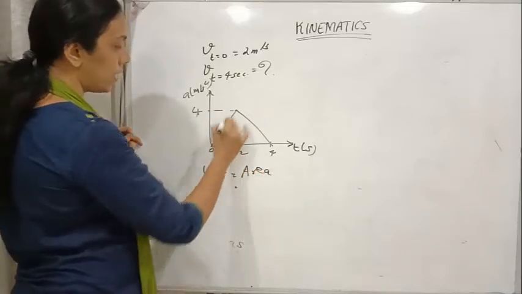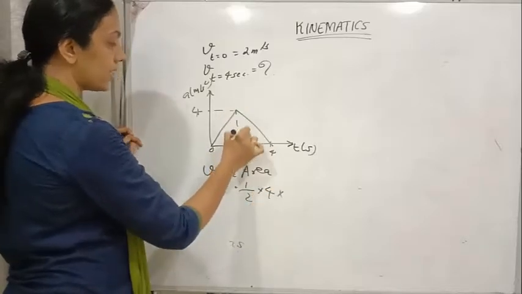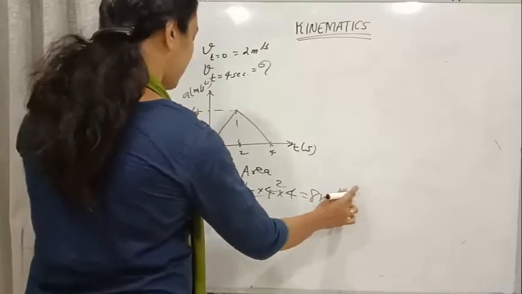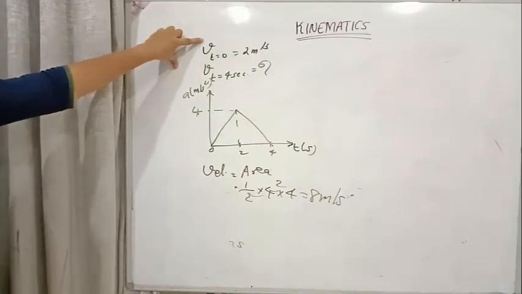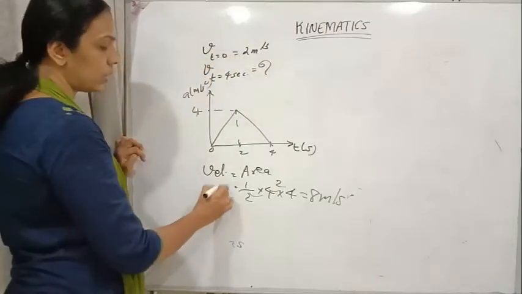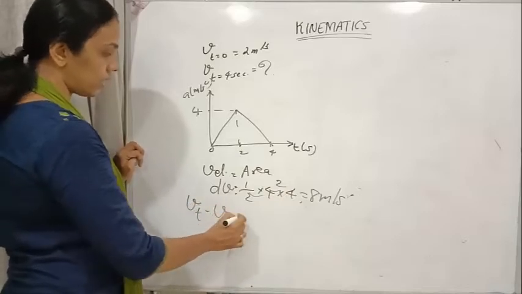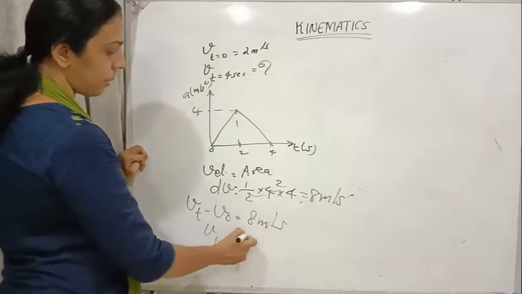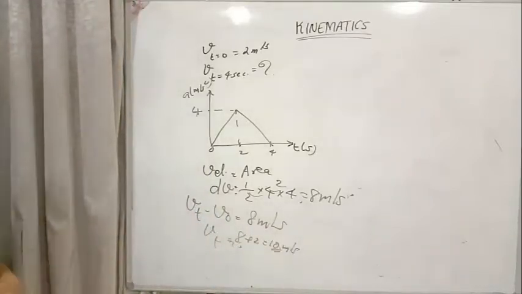Area under the graph, so it is like a triangle. So half into base, which is 4, into height, which is 4. So here you will get 8 meter per second. This is the velocity. But here initially it is not starting with velocity 0, right? It had 2 meter per second velocity. So here we are getting only the change in velocity, that is Vt minus V0, which is equal to 8 meter per second. Therefore Vt will be equal to 8 plus 2, that is 10 meter per second. Clear? This is how we will find it.